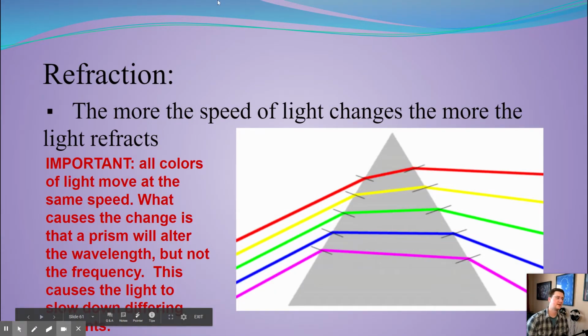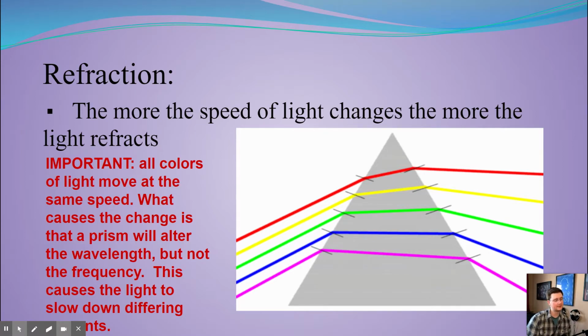And then the next thing with refraction: the more the speed of the light changes, the more the light refracts. This is an important piece to consider, and that's part of how a prism works. So the first thing is the light can change more based off of the index of refraction, right? The higher the index of refraction of the material, the greater that change. We just looked at that.